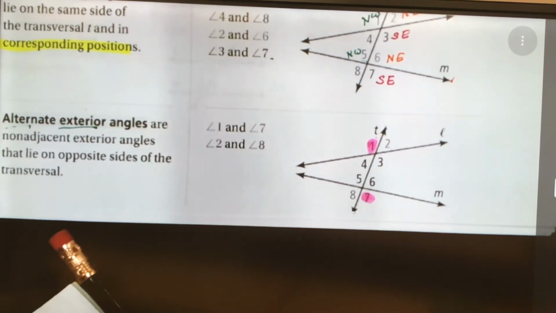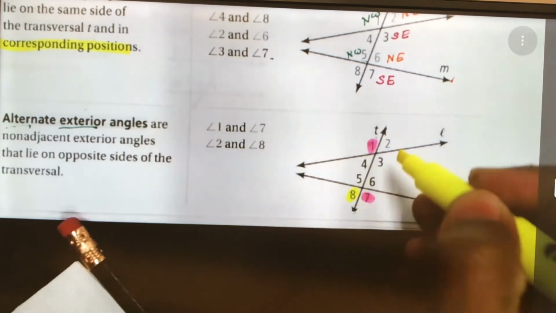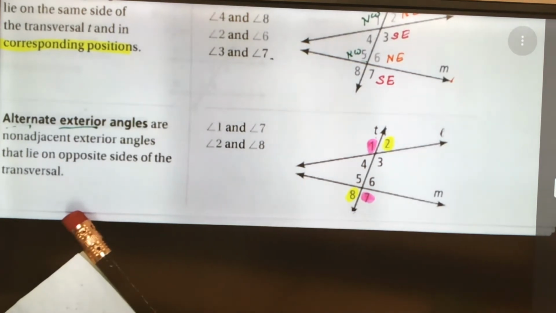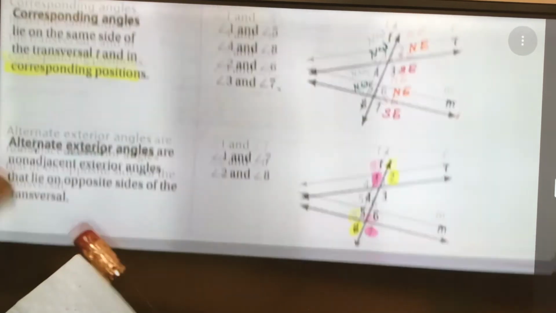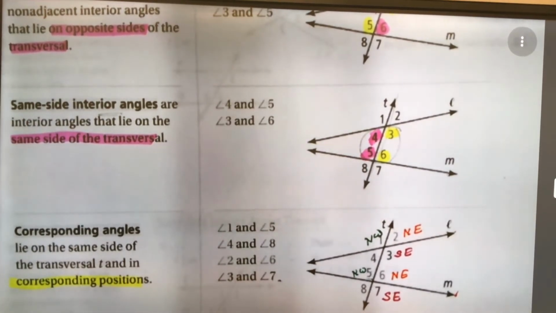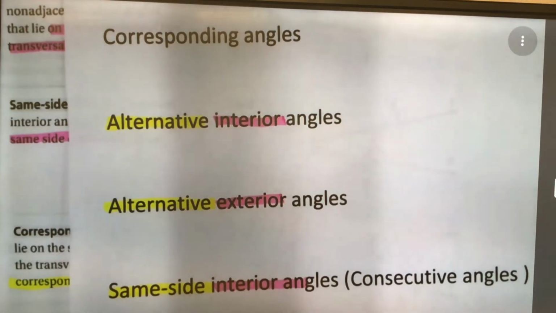If you look at the angle 8, 8 is on this side, and the other alternate exterior angle is angle 2. So angle 2 and angle 8 are alternate exterior angles. Now I hope you have some idea of what all those 4 different types of angle pairs are. So when the transversal crosses two lines, 8 angles are formed, and you can categorize the pairs of angles in 4 groups.